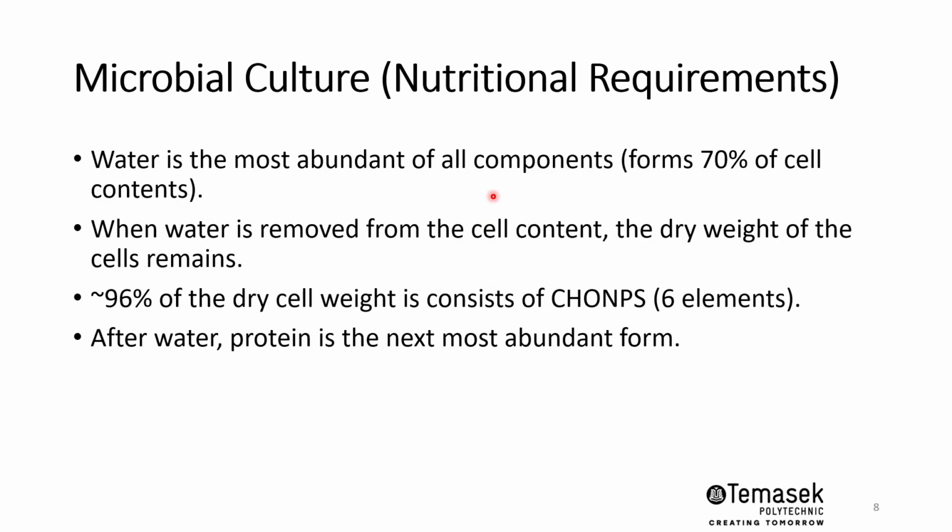When it comes to nutritional requirements, we know that water is the most abundant component in the cell, forming about 70%. When you remove all the water from the cell content, the dry weight of the cell remains, and this accounts for about 96%, consisting of the six elements carbon, hydrogen, oxygen, nitrogen, phosphorus, and sulfur. After water, protein is in fact the next most abundant component.